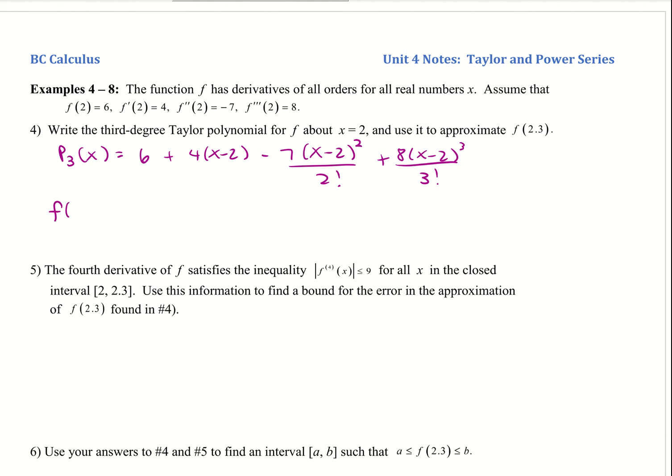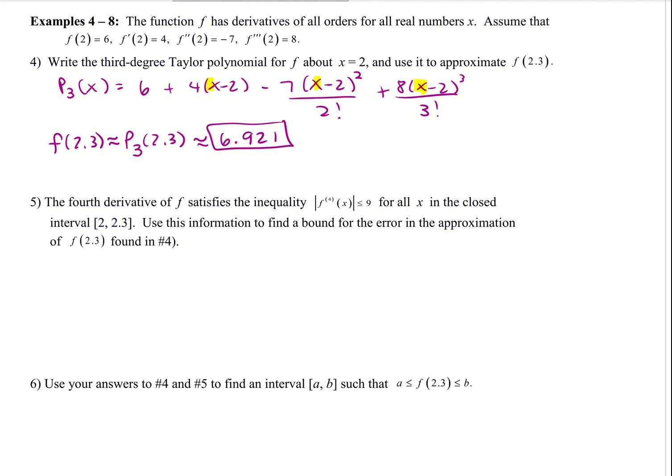So f of 2.3 could be approximated by using the third degree Taylor polynomial, once I plug in 2.3. So you would rewrite this and replace each of these x values with 2.3. I'll let you do that on your own. But we would get around 6.921. You might remember, by the way, the College Board doesn't quibble over equals versus approximation symbols.